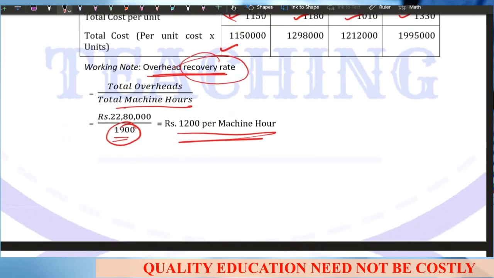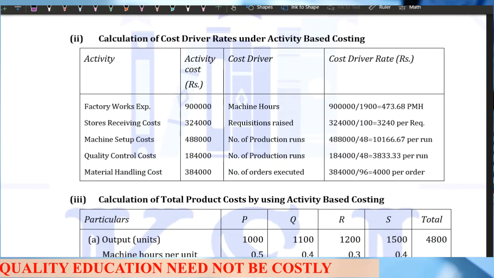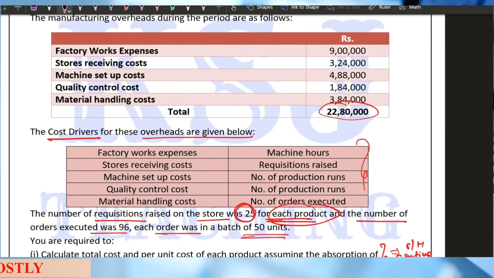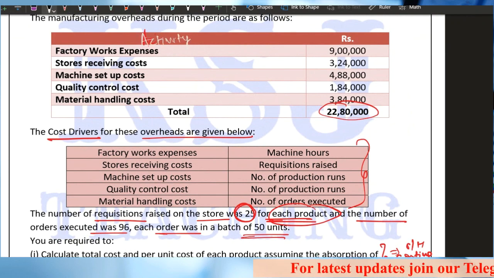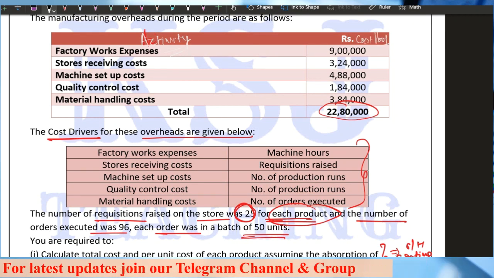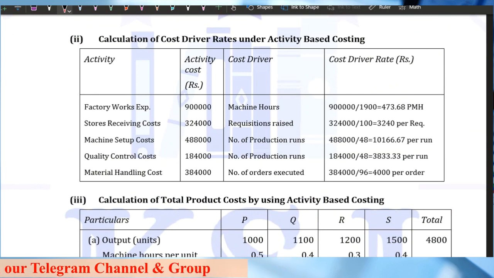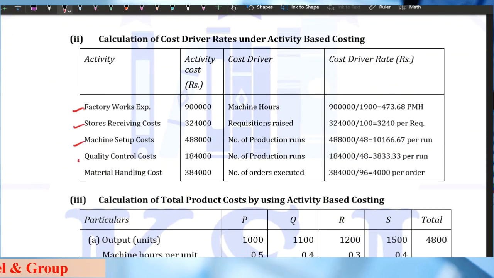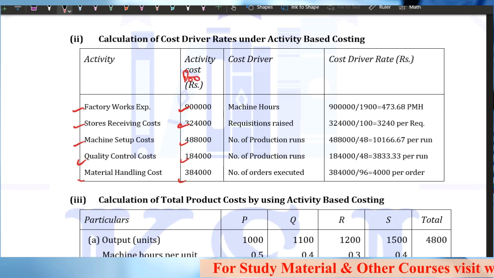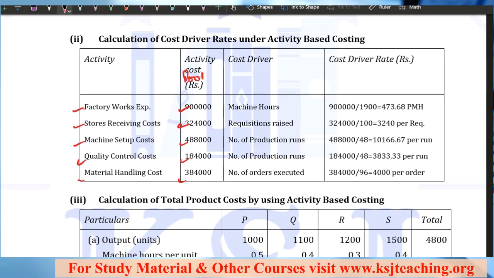Now, coming to the most important part, how to do it by activity based costing. You are given the expenses and their cost drivers. This is your activity, and this is your cost pool. Any doubts? So what have you written? You have written all the activities, and the cost associated with each activity, that is my cost pool. Activity cost pool.